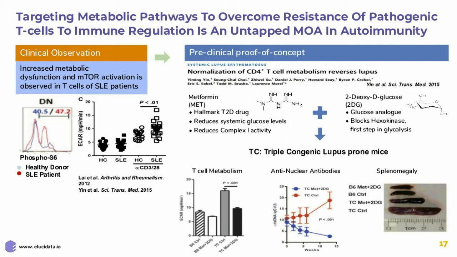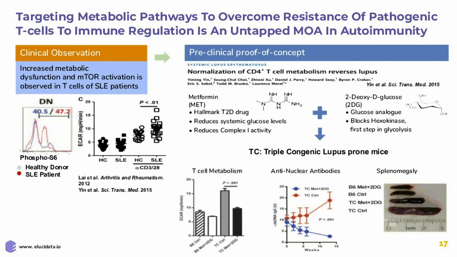And so I think the most telling data in that slide was the splenomegaly data, which is pictured in the lower right. And what you can see is that in the control triple congenic mice, you have massive splenomegaly, the spleen becomes huge, but simply treatment, in the very next spleen that is pictured over there, treatment with these two metabolic drugs, metformin and 2-DG, was sufficient to reverse the splenomegaly.